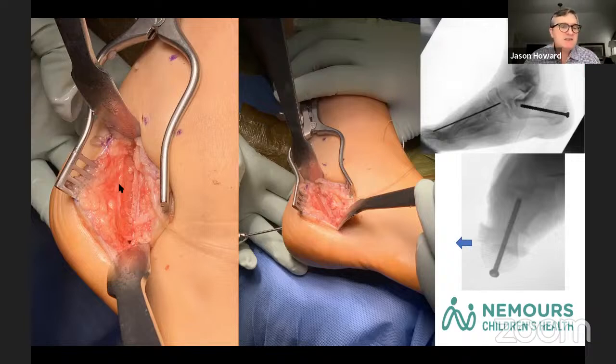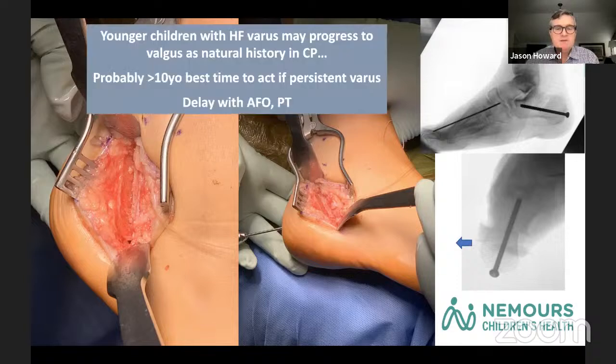So you can see about a 1 centimeter to 1.5 centimeter slide here on that left picture, and hold it in place with a percutaneous screw. And you can see the shift there on the Harris view on that right-hand side, right lower picture.